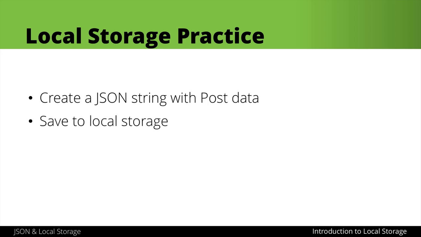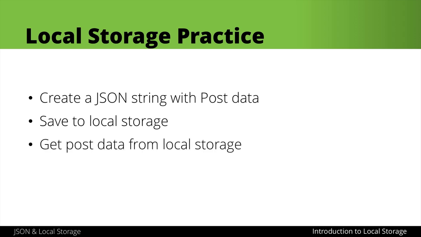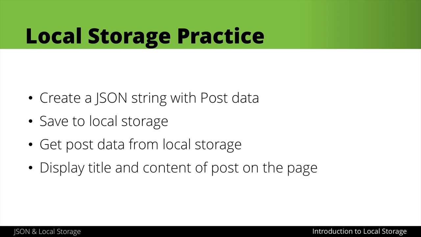Then pull that data into your code and save it to local storage. Check in your browser, check on a mobile device, make sure that it's there, and then write the code that you need to get that post data from local storage and display it on the page. And you're going to do this in the format of listing the title and the content of the post on the page. So you could work with a single post, or if you want to challenge yourself, you could have a list of multiple posts that you save into a string and then you list them out.